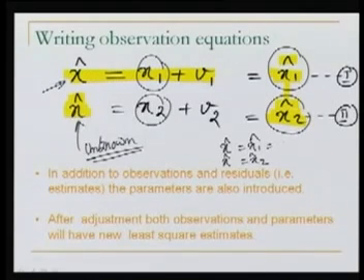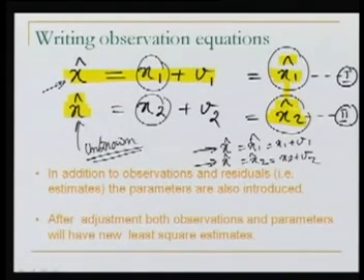And x1 hat is x1 plus v1, x2 hat is x2 plus v2. So these are the two observation equations which we are able to form. They are independent observation equations. Important thing is that they are relating the unknown with the estimate of the observation. So generally this will be the form of our observation equations.